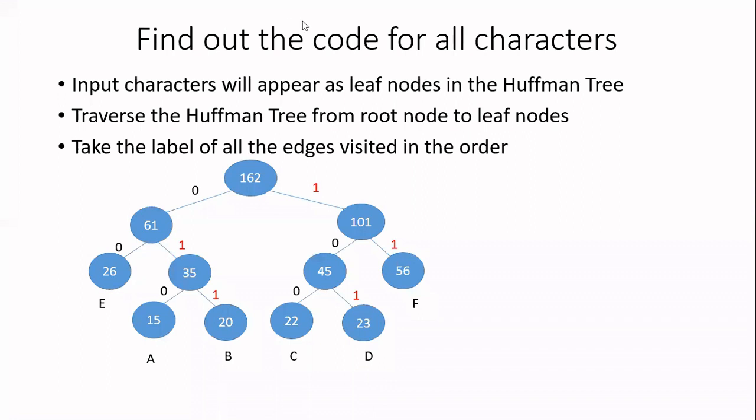Now we are going to find out the code for all the characters. If we want to find out the code for all the characters, we have to see where our input characters are appearing. They will always appear as leaf nodes in the Huffman tree. So you have to now assign code to the characters. Start from the root of the Huffman tree and traverse till you reach the leaf node. When you are traversing, you will come across certain edges. Whatever the weights of those edges are, write all the weights one by one in the same order in which you are traversing. That will be the code for that particular leaf node.